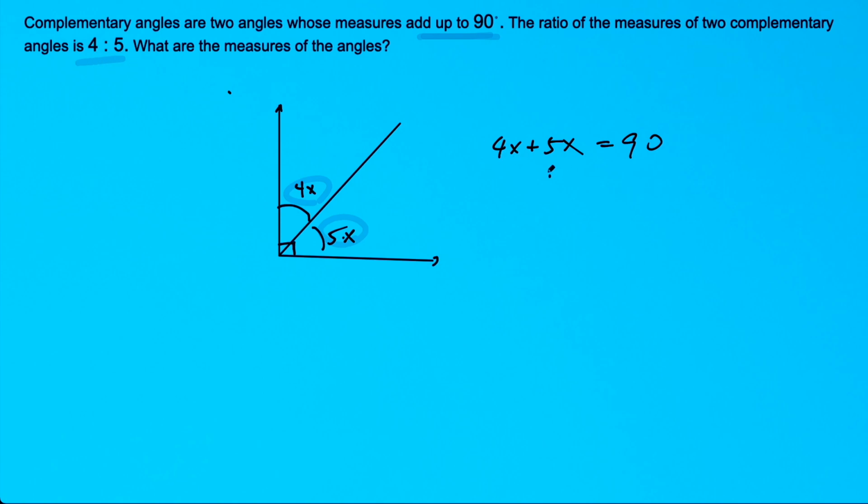So from here, we can say 9x is equal to 90, so x is equal to 10, meaning the angles are 40 degrees and 50 degrees. This is not the only way to do it though.